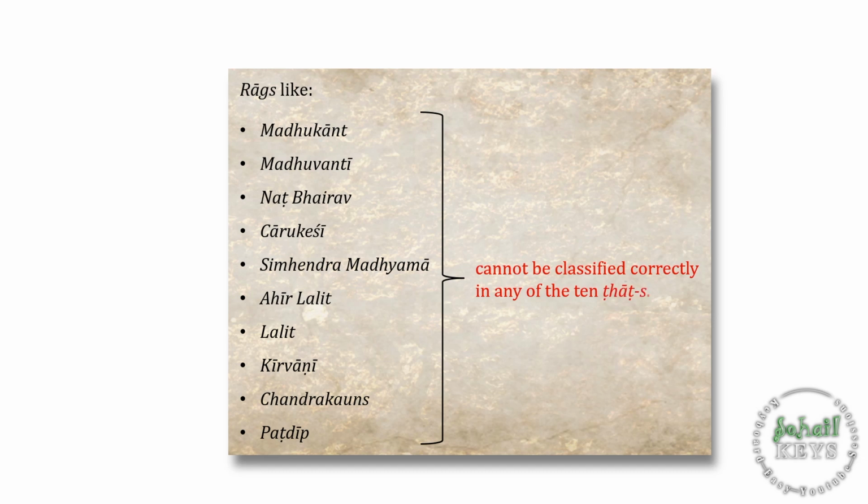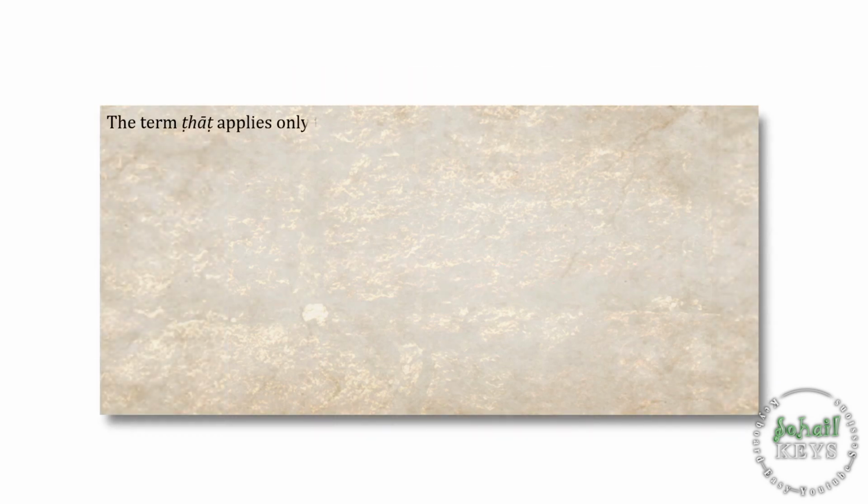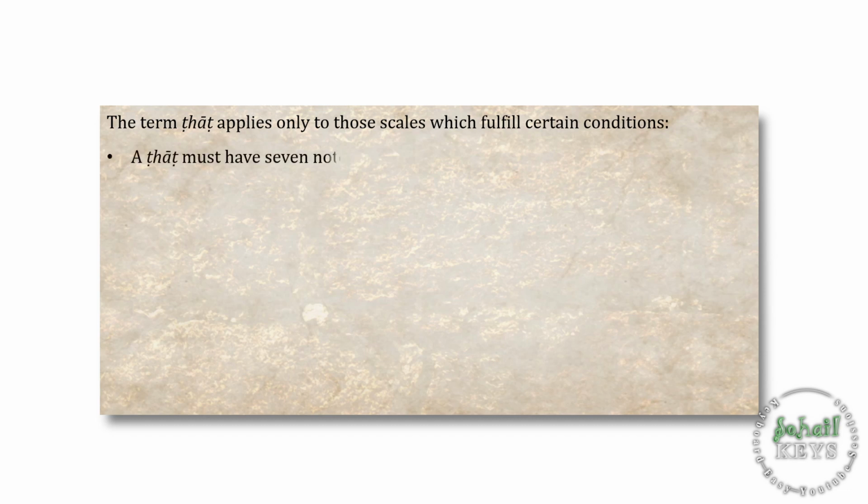To solve such classification problems, the number of thaats was increased to 32 by adopting some of the scales from South Indian classical music. The term thaat applies only to those scales which fulfill certain conditions. A thaat must have 7 notes. The notes must be in the sa, re, ga, ma, pa, dha and ni sequence.